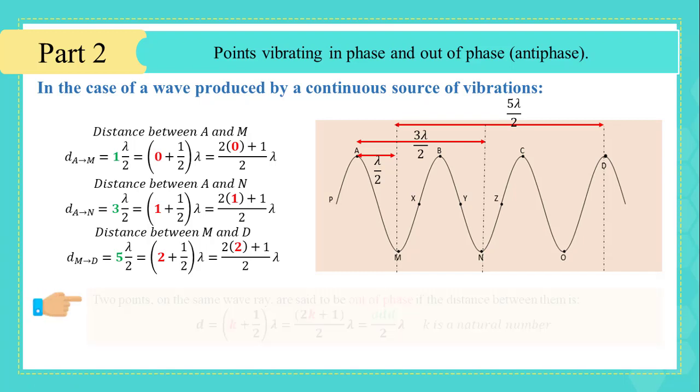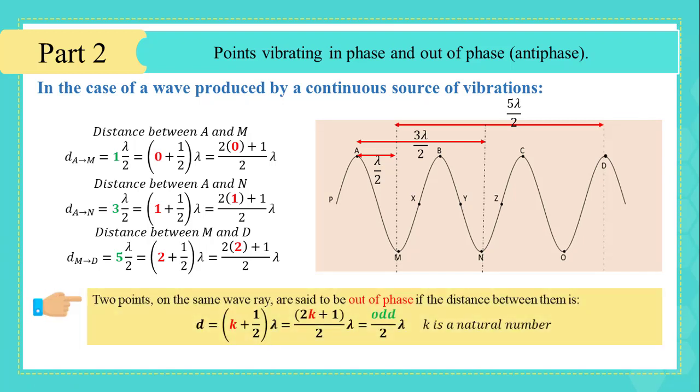Let's conclude. Two points on the same wave ray are said to be out of phase if the distance between them is d equal to (k plus half) multiplied by lambda, which is equal to (2k plus 1) divided by 2 multiplied by lambda. And we know from mathematics that if k is a natural number, then 2k plus 1 is an odd number. Then the distance can be written as an odd number divided by 2 multiplied by lambda.